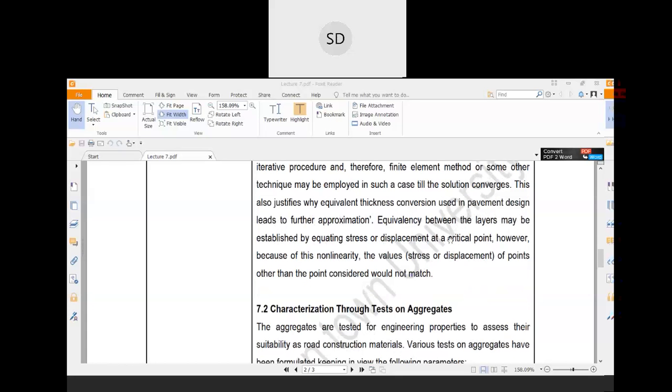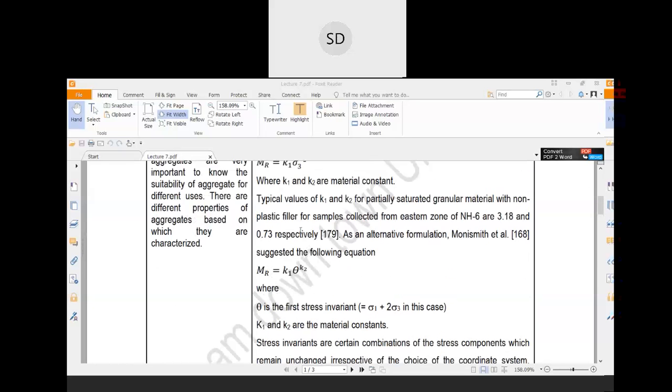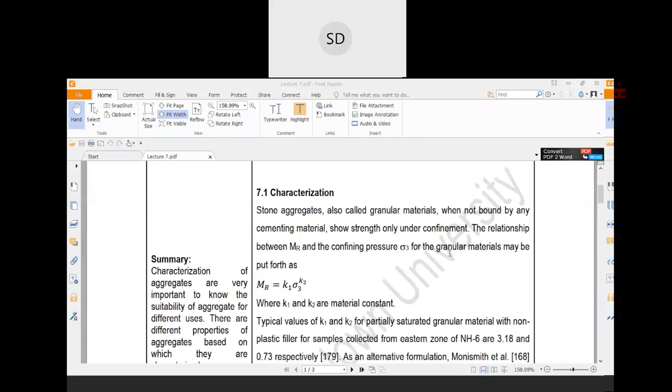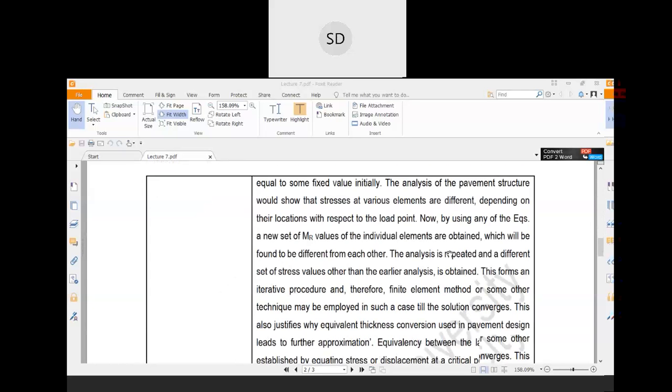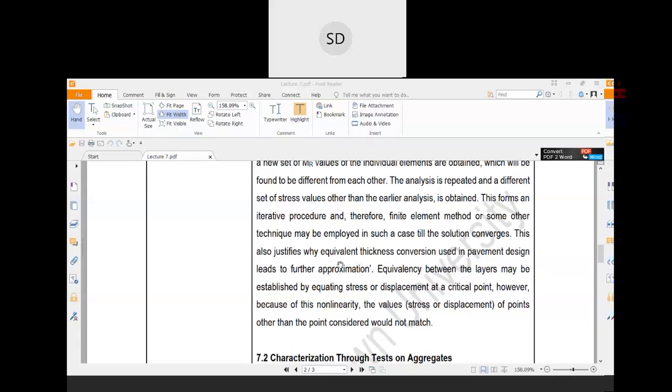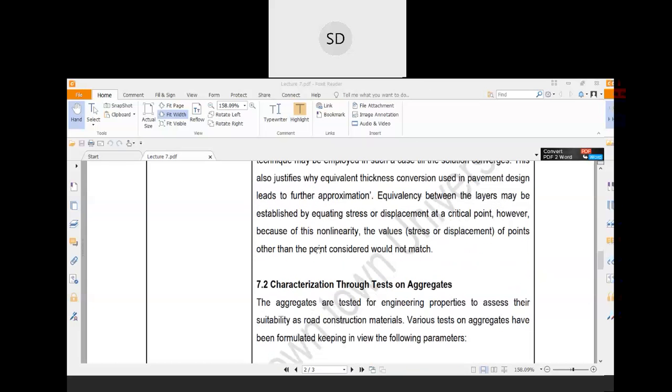Now, these are the characterizations of the aggregate particles. So, I think it is clear. If you have any confusion regarding this, you can ask me. So these are the characterizations.